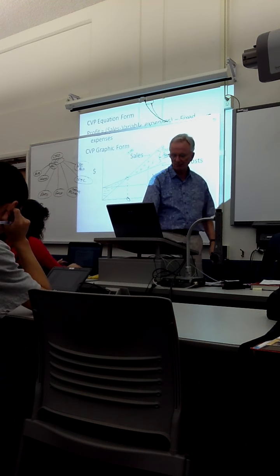We end up with what's called a contribution margin. What is a contribution margin ratio? It's the contribution margin, sales minus variable costs, gives us the contribution margin. What are we going to divide contribution margin by? Sales.